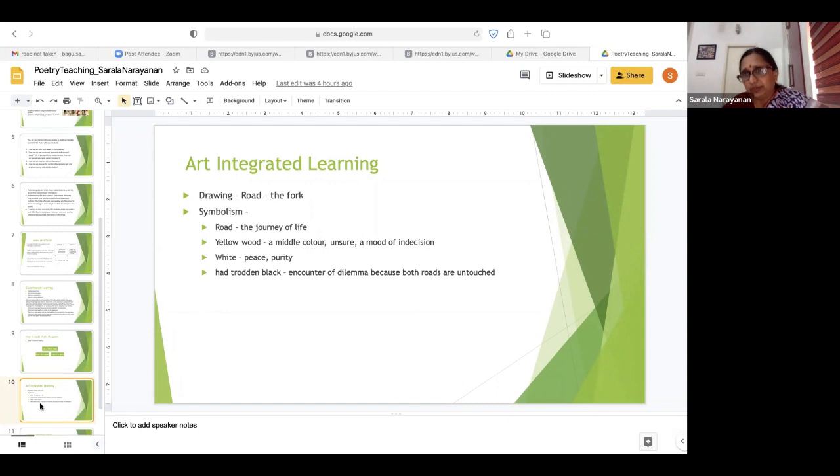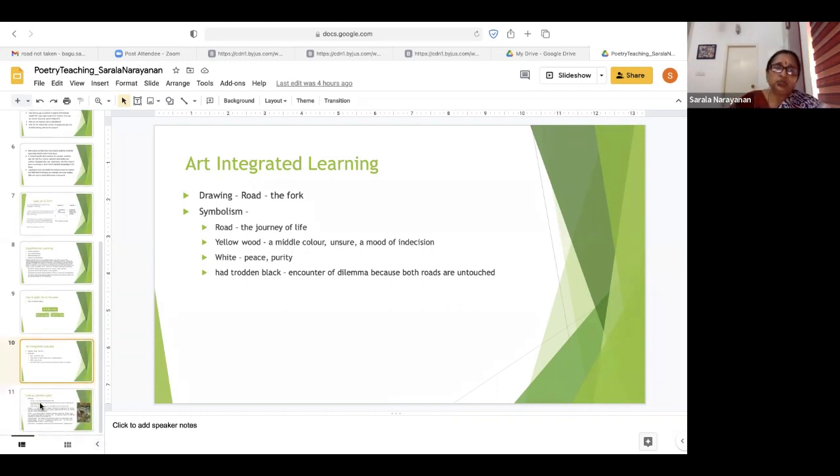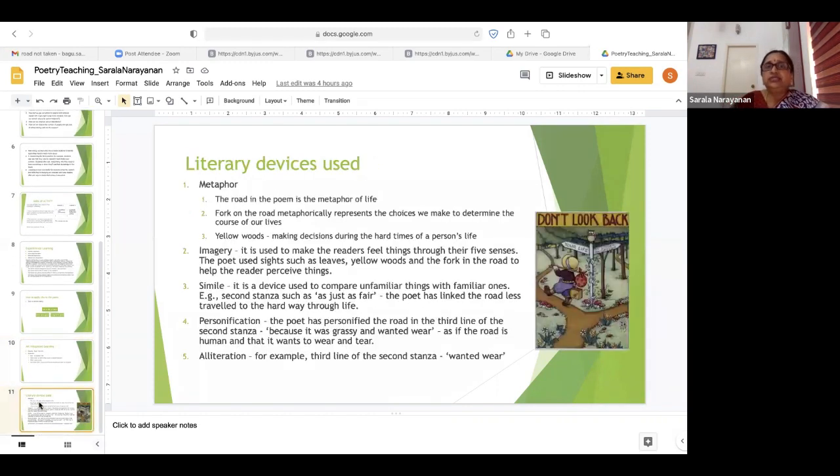It is not possible. So what I have made the decision, it is right. We have to accept. So these things we can incorporate when it comes to art integrated learning. Next, coming into what are all the literary devices that are being used here?